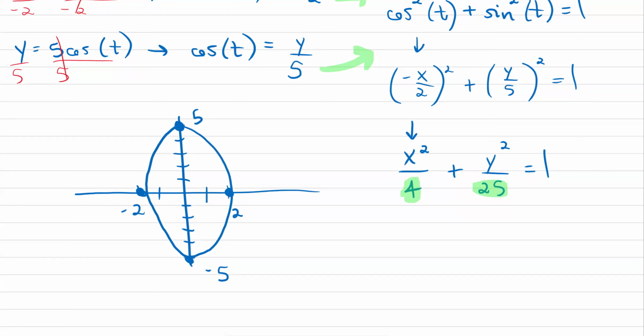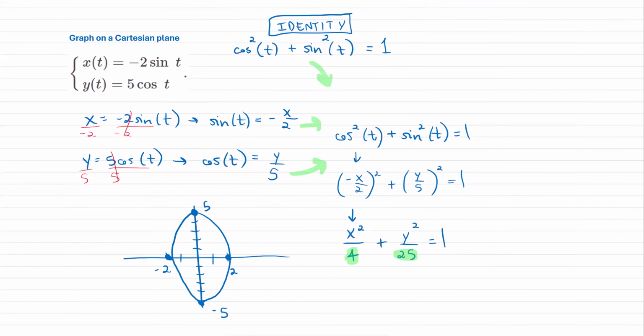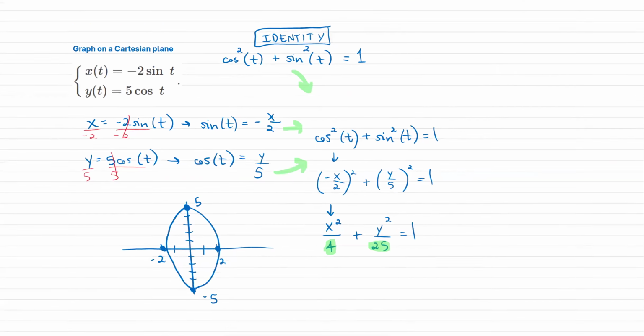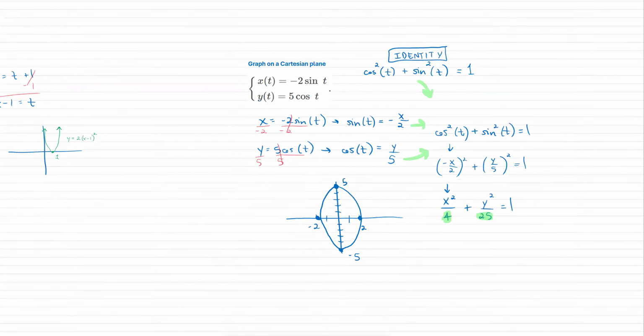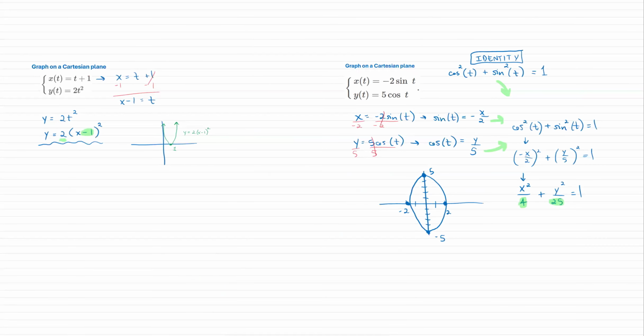As rounded out as I could make it, but that's how you would convert that pair of parametric equations to Cartesian form and graph. Those were 2 examples of how you can go from parametric equations to Cartesian equations and then a graph.